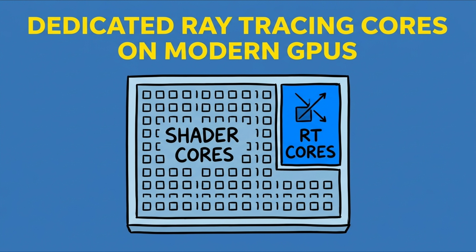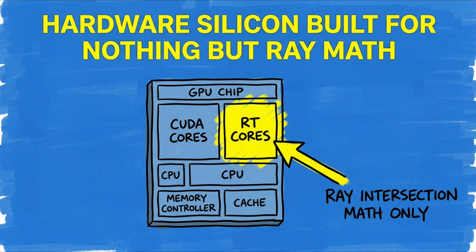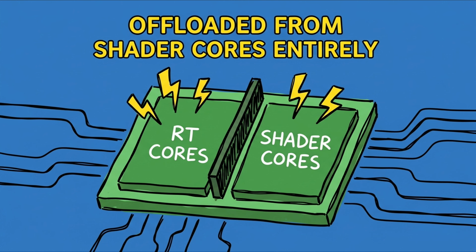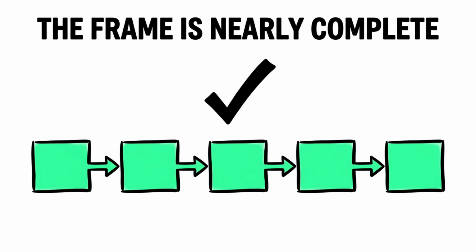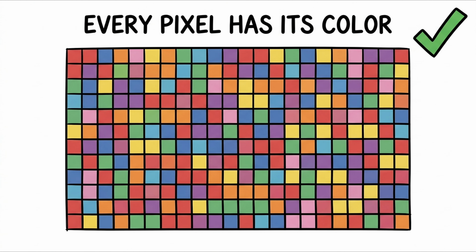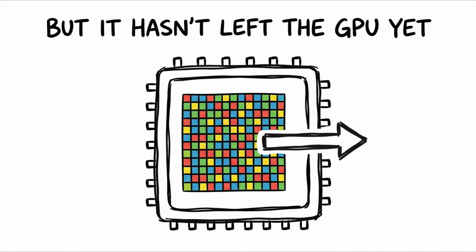This is why dedicated ray tracing cores exist on modern GPUs. Hardware silicon built for nothing but ray intersection math, offloaded from the shader cores entirely, so neither job slows the other one down. The frame is nearly complete. Every pixel has its color, but it hasn't left the GPU yet.